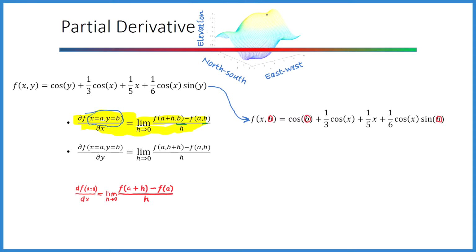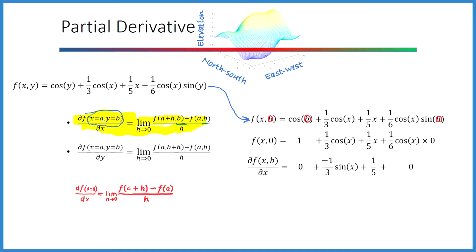If b equals 0, we know that the cosine of 0 equals 1 and the sine of 0 equals 0, so we can just rewrite this equation as f of x comma 0 equals 1 plus 1/3 cosine x plus 1/5 x plus 1/6 cosine x times 0. Now, y isn't in that equation at all, and we know how to take the derivative of this function with respect to x. It's simply going to be equal to negative 1/3 sine x plus 1/5. All right, that's the partial derivative of f with respect to x for all x's if y equals 0.